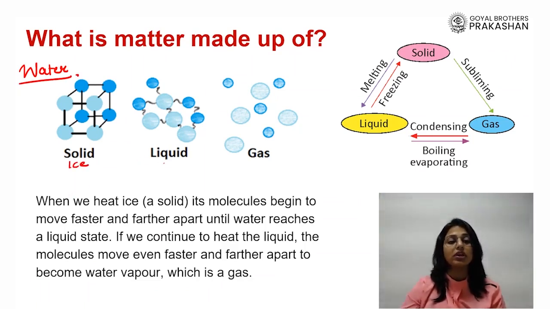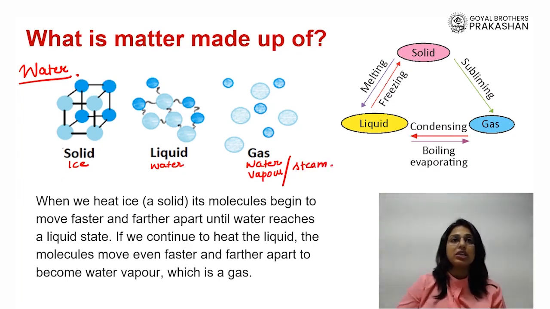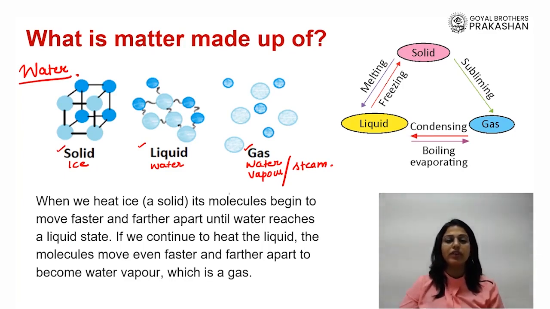We know water as its liquid form, water itself. And we know that water can also become gas, which we call water vapor or steam, right? So ideally, matter exists in all three states: solid, liquid and gas, right? So when we heat ice, what do we get?